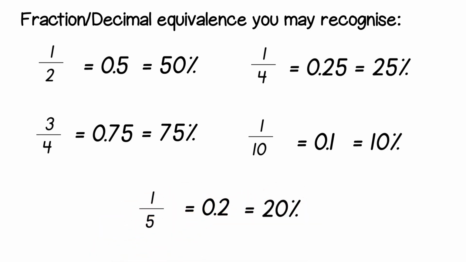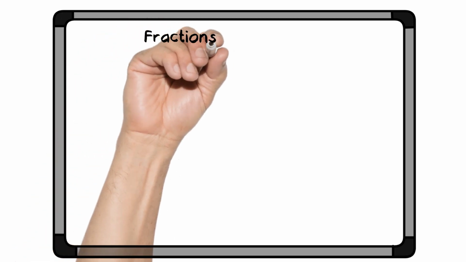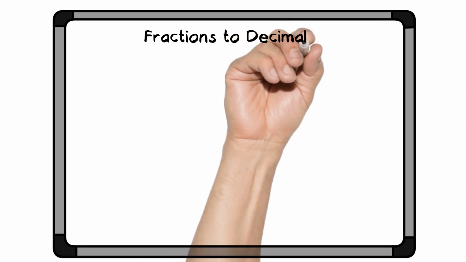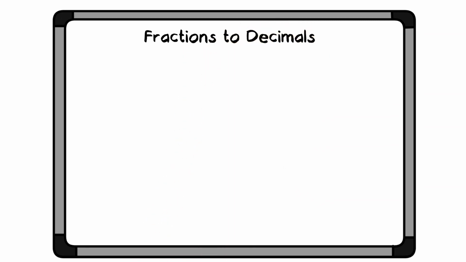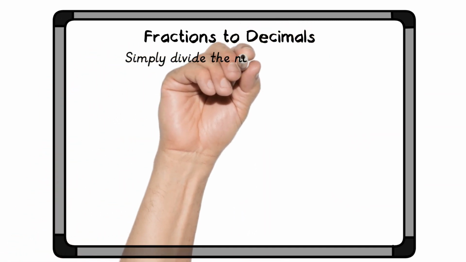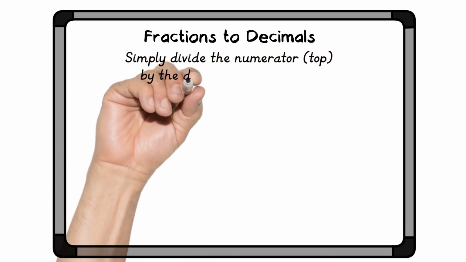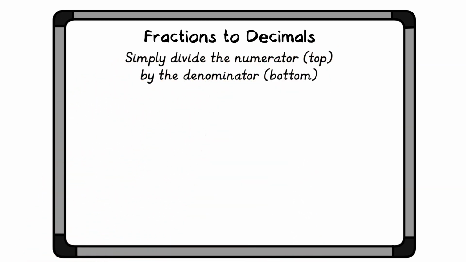Now, if you don't remember any of these, it's not an issue because the next slide will show you how to find a decimal equivalent of a fraction. So how to convert a fraction to a decimal if you're not sure what the decimal is. Simply divide the numerator, so the top of the fraction, by the denominator, which is the bottom. So an example, convert the following fraction to a decimal.